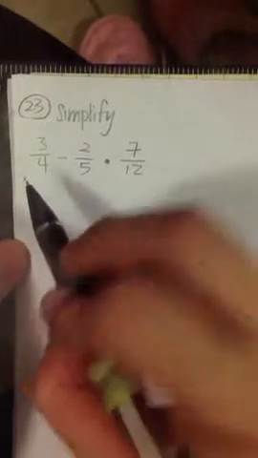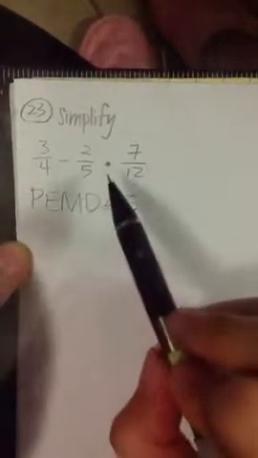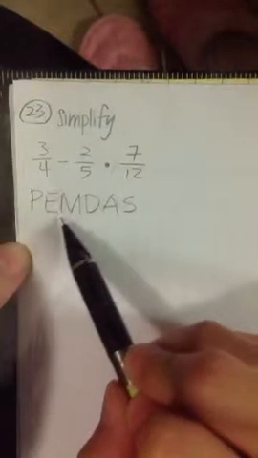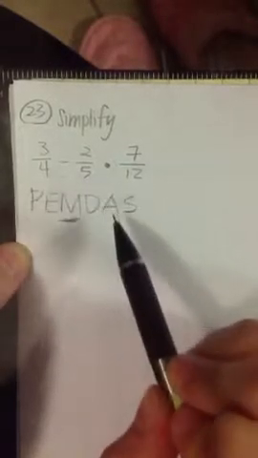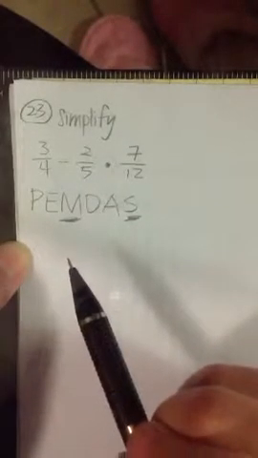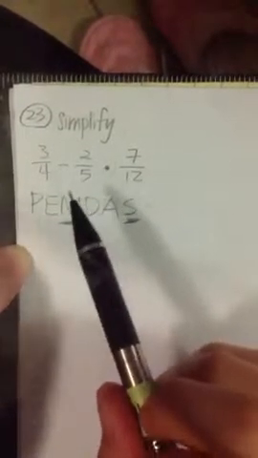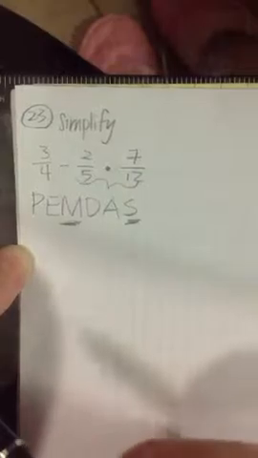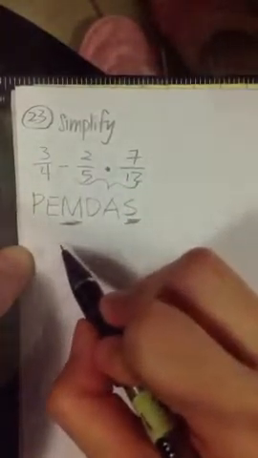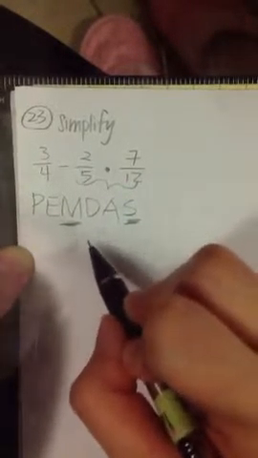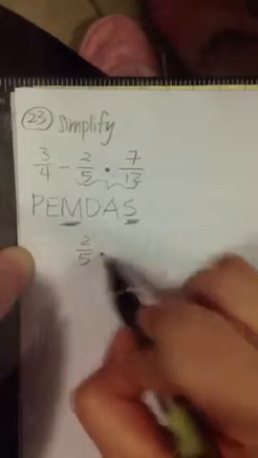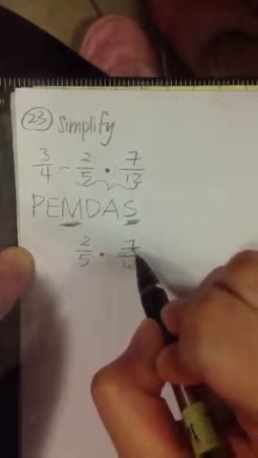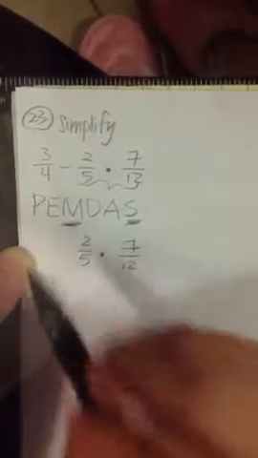According to the order of operations, PEMDAS, we know that we have to do multiplication before subtraction. See that? We have to recognize that and tell ourselves, okay, we have to do this part first. So we will do 2 over 5 times 7 over 12 first individually, and then we're going to subtract it later.